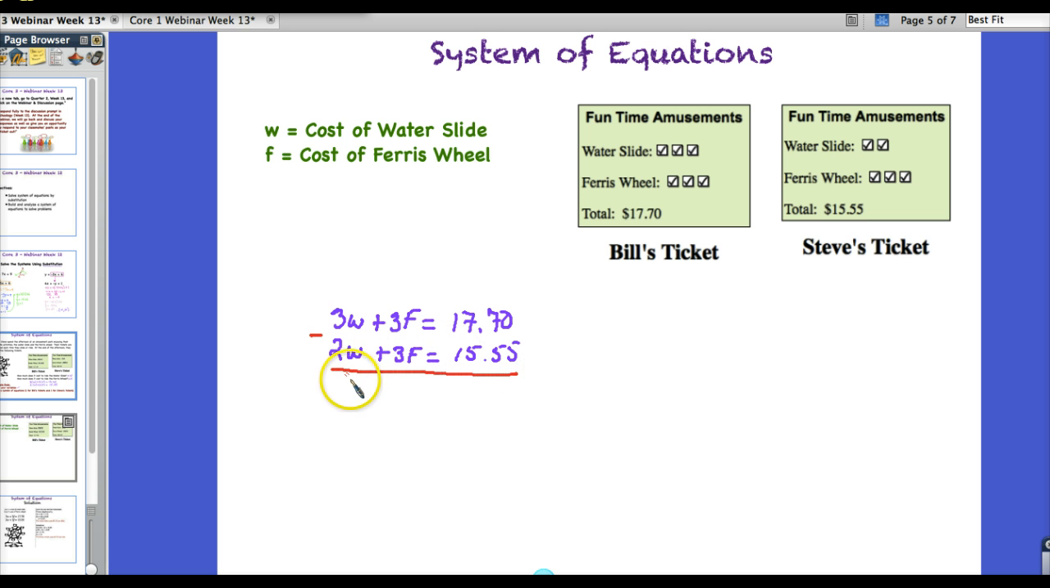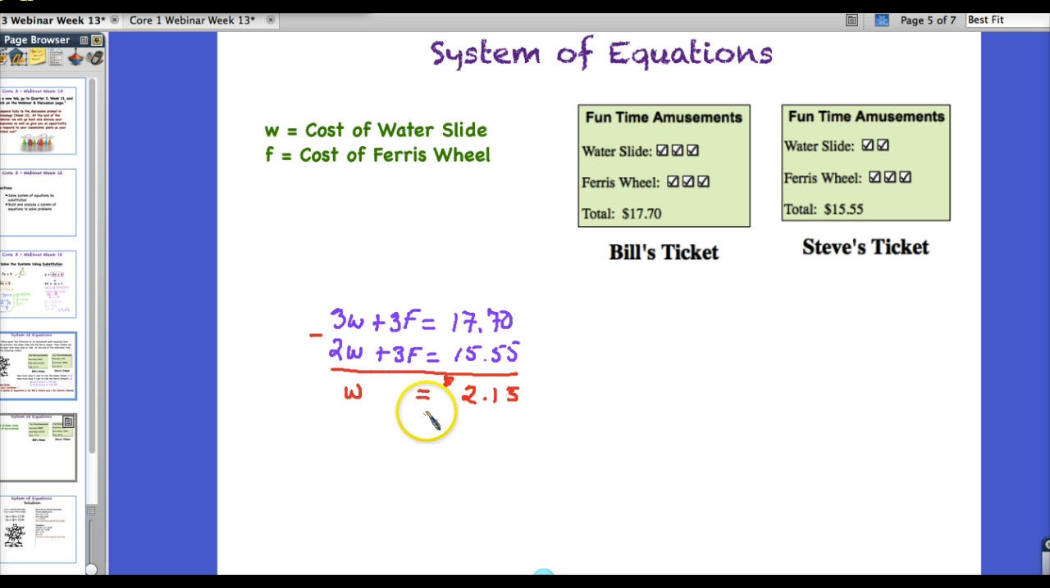So 3w minus 2w leaves 1w. 3f minus 3f, well, that's gone. And 1770 minus 1555 is some number that I don't know, but I'm going to do some mental math here. I think that's $2.15, which, oh, Samantha, nice job. $2.15. You already solved it. Good job. Very good. So that's how much it costs to ride the water slide.